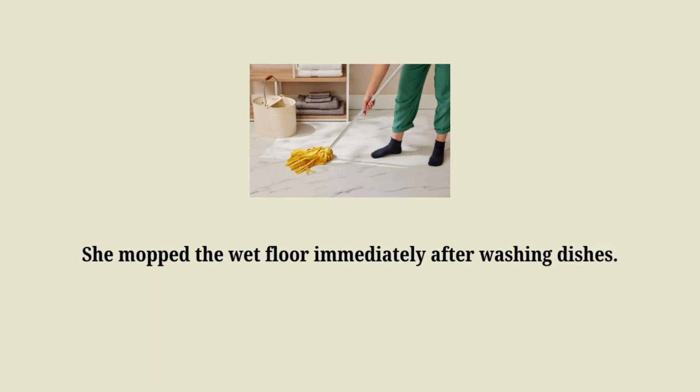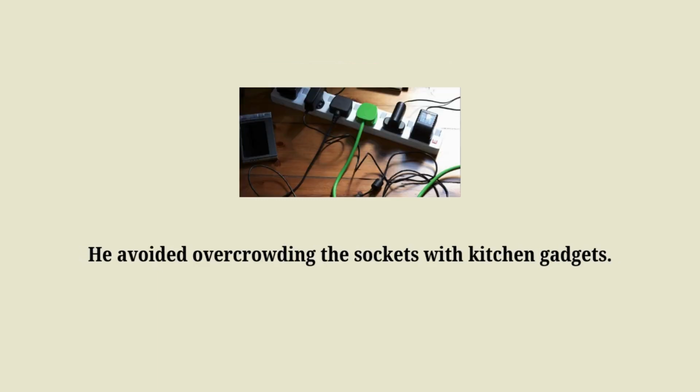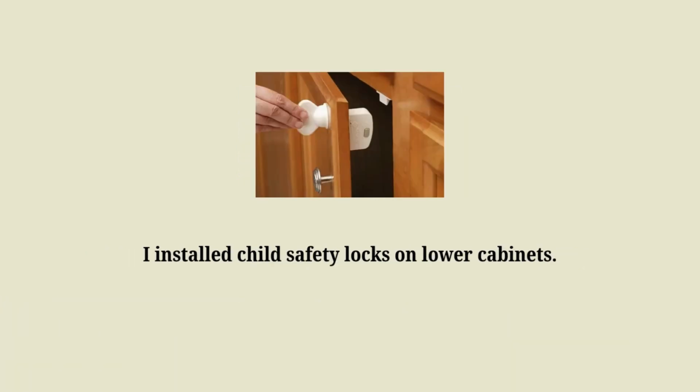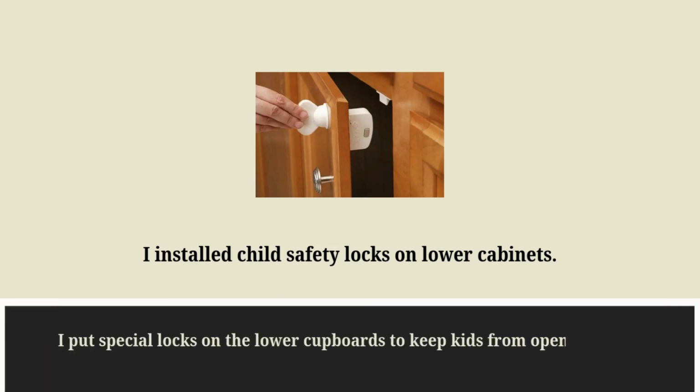She mopped the wet floor immediately after washing dishes. He avoided overcrowding the sockets with kitchen gadgets. In simple terms, he didn't plug too many kitchen machines into one power outlet to stay safe. I installed child safety locks on lower cabinets. Means I put special locks on the lower cupboards to keep kids from opening them.